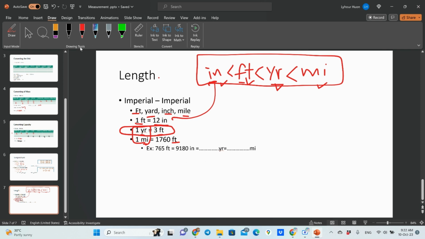All right, so here the other things are coming back. We know that when we convert from bigger units to smaller units, we multiply. Now, when we convert from smaller units to bigger units, we divide.